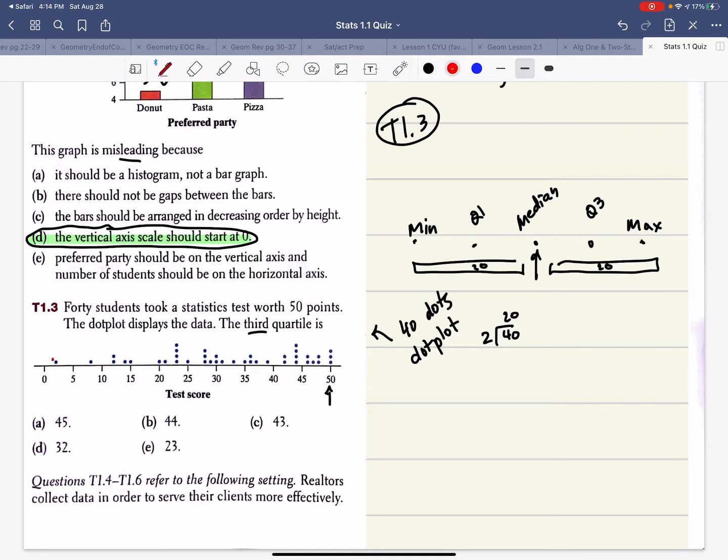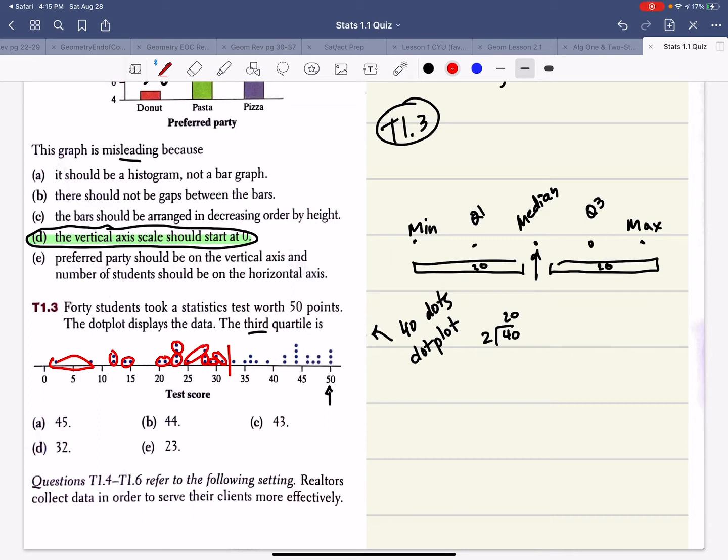All right, 2, 4, 6, 8, 10, 12, 14, 16, 18, 20. Okay. And you could verify that this is 20. 2, 4, 6, 8, 10, 12, 14, 16, 18, 20. Yes. All right, now we want the middle of the top.